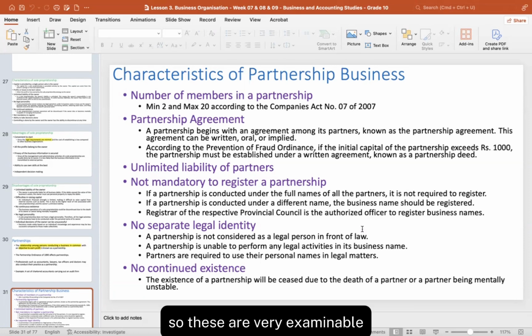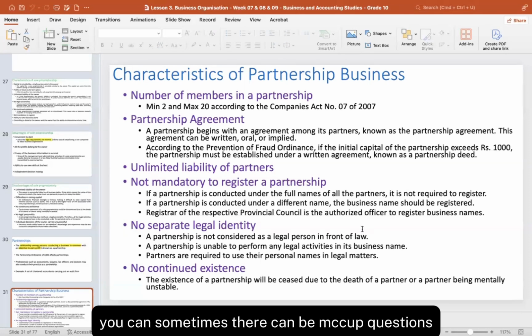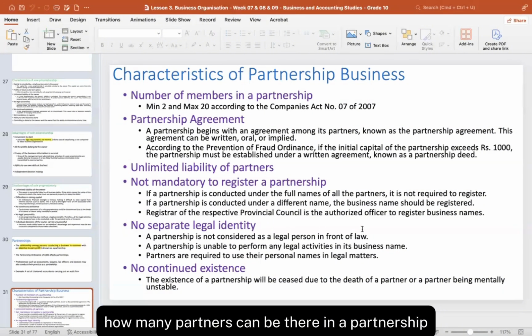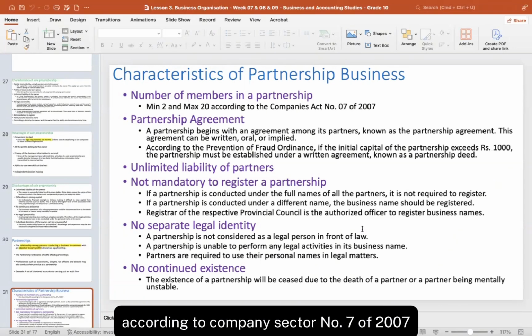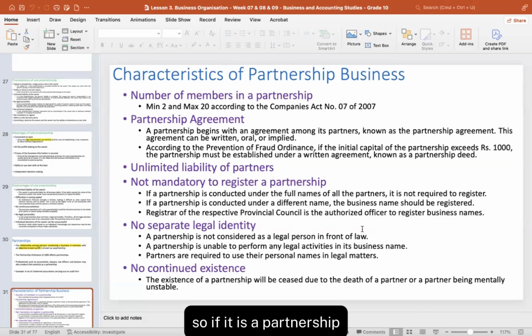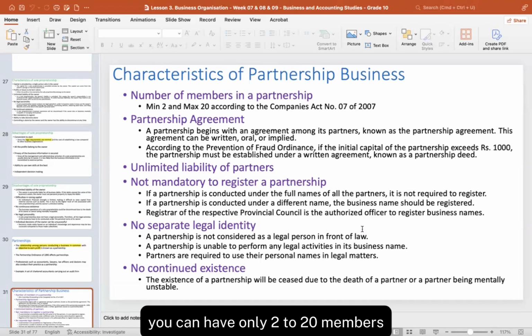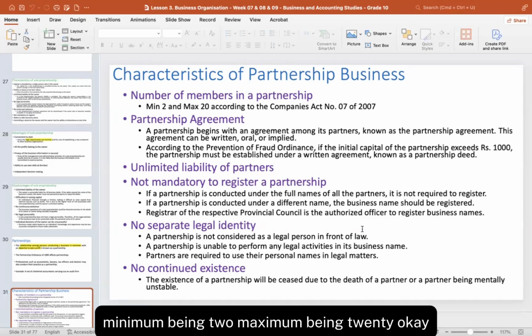Okay, so number of members in the partnership. These are very examinable. Sometimes there can be MCQ questions. How many partners can be there in a partnership? Minimum is 2 and maximum is 20 according to Companies Act number 7 of 2007. So if it is a partnership, you can have only 2 to 20 members. Minimum being 2, maximum being 20.